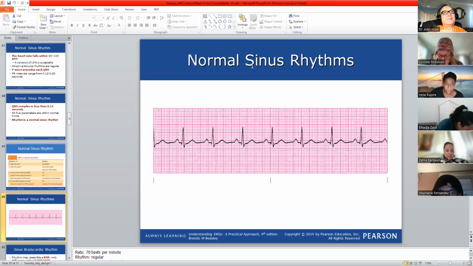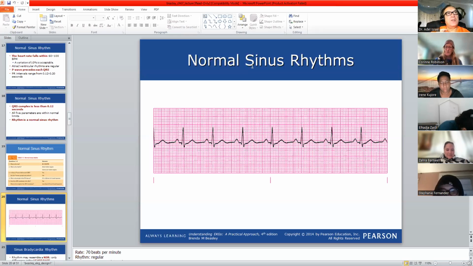So it should be between 0.12 and 0.2. Very good. And the last one, the QRS should be less than 3 squares. It looks like it's less than 3 squares. Don't say should. This is a patient, so it is a fact, not should. Okay, very good, very good. I'm really proud of you, Zahra.